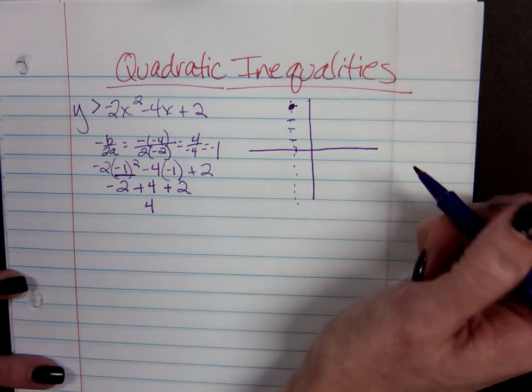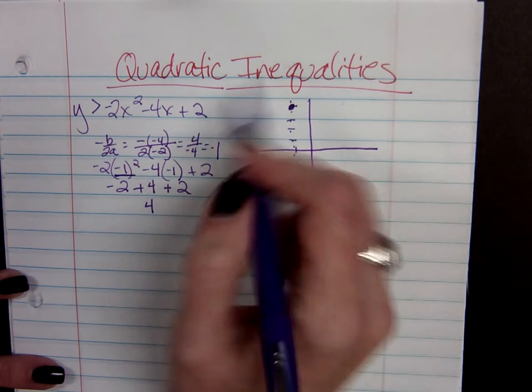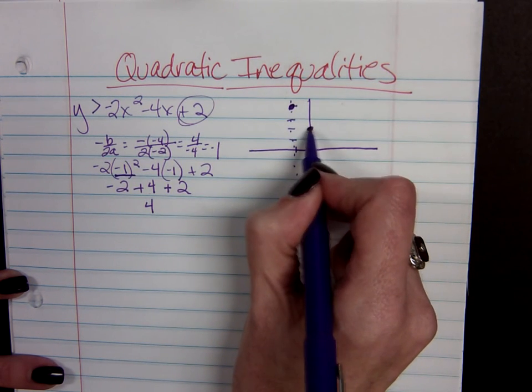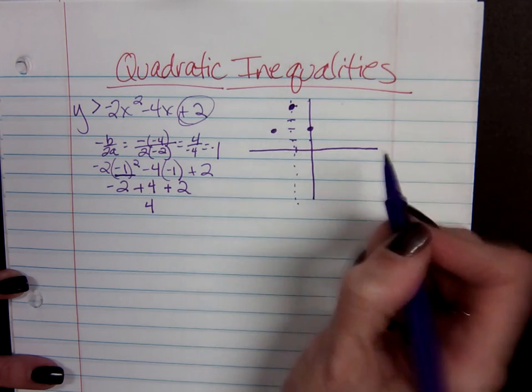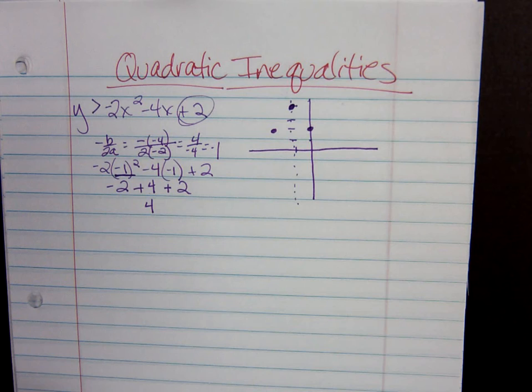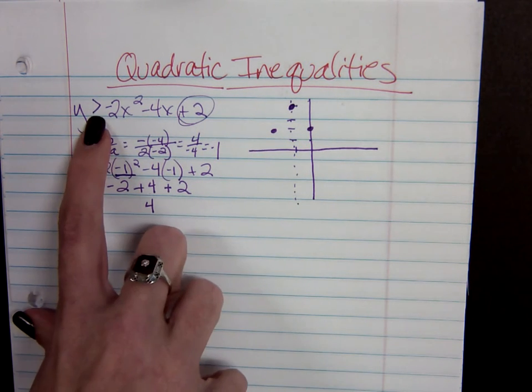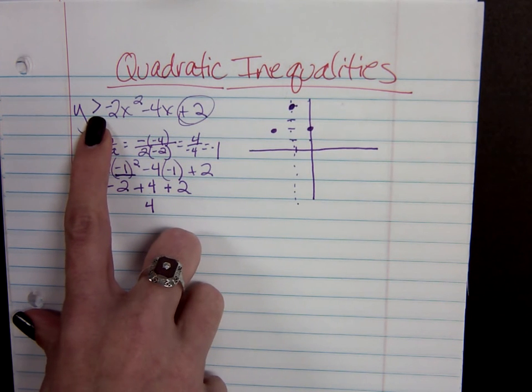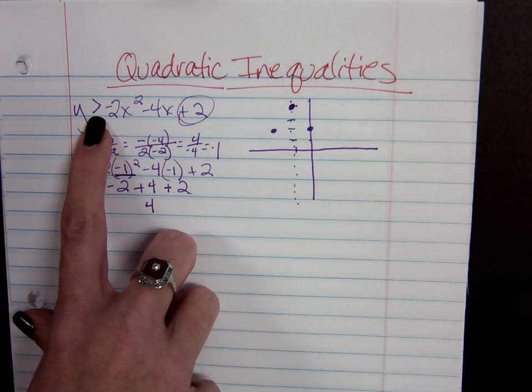Because this was already in standard form and I figured out my vertex, then I just come back to my y-intercept at 2, plot it, reflect it across, and I'm ready to connect my dots to draw my parabola. But I need to go back and check the symbol next to y to determine first, am I going to draw a solid line or a dashed line?